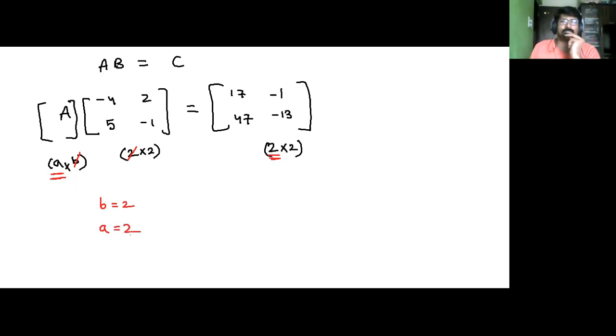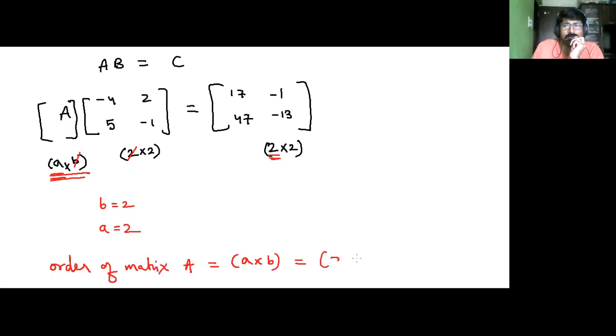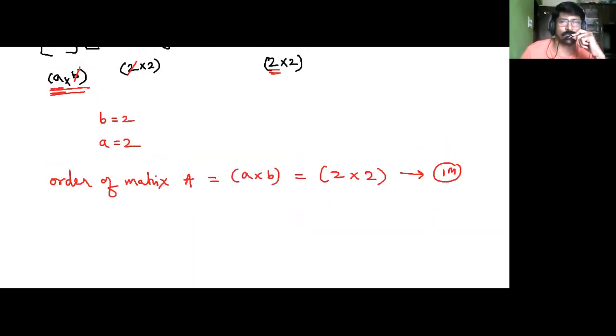And now, what is the order of matrix A? The order of matrix A was A cross B. And now what is the order we got? A as 2 and B also as 2, isn't it? We got 1 mark over here. Now we get 1 mark over here. Then what about the remaining 3 marks? When will we get that? You must be wondering. No worries. I'll just write it down.